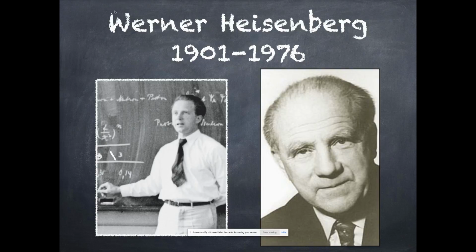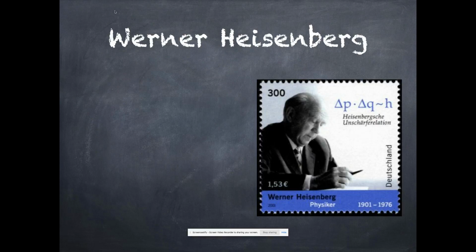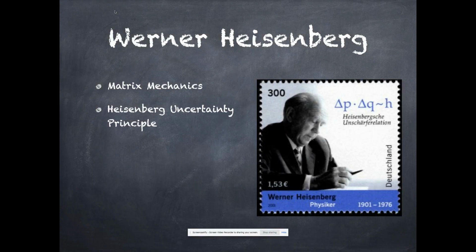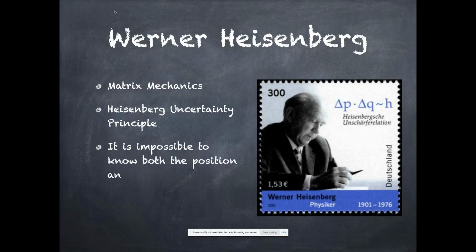So in the early 20s, Heisenberg was young, talented, and he kind of applied matrix mechanics rather than what you would call the classical wave mechanics to the idea. Now, it resulted in what we know as the Heisenberg uncertainty principle, which is that equation that you see on this stamp, which is actually a great German stamp. The principle states it is impossible to know both the position and momentum of an electron simultaneously.